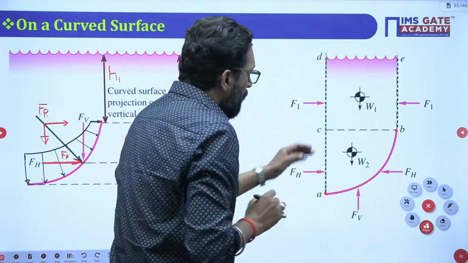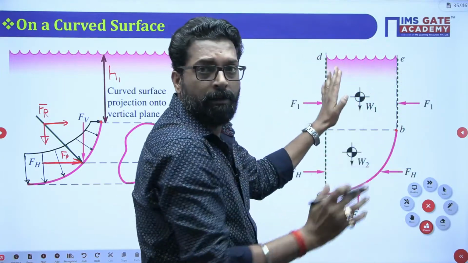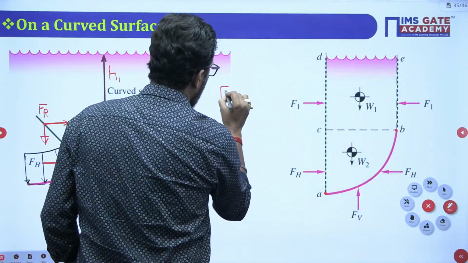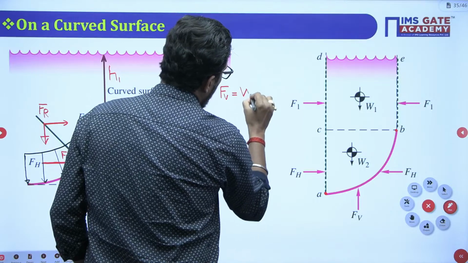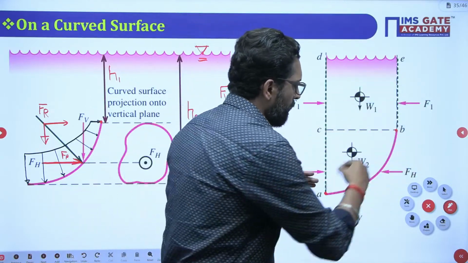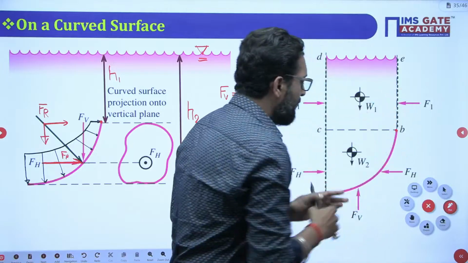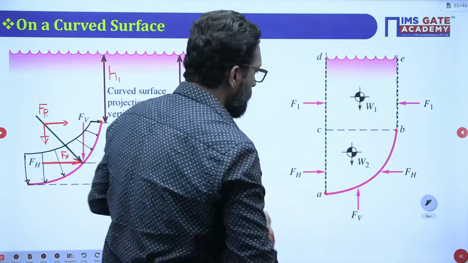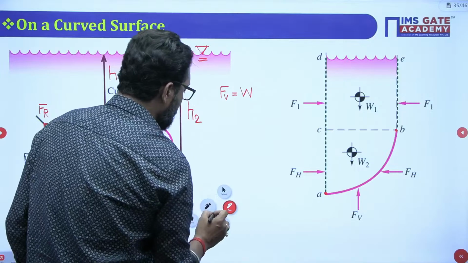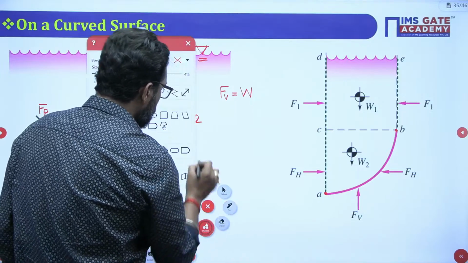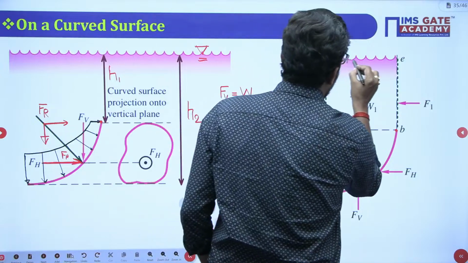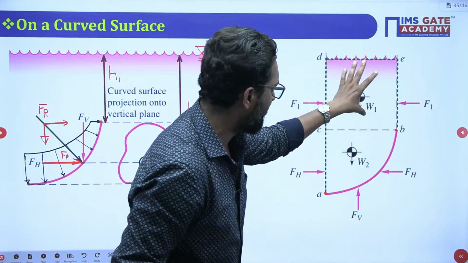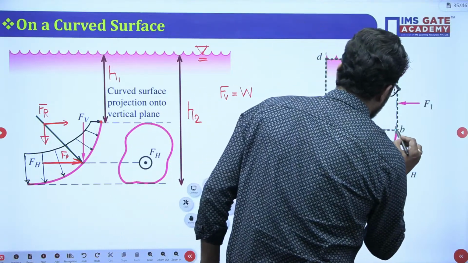So my dear, what is the weight? That means what is the vertical force? The vertical force is equal to the weight of the fluid which is supported by this curved surface up to the free surface. So we have to calculate the volume of this total element. It is combined of two shapes: one is a rectangle, the other is, let's suppose, a semicircle.